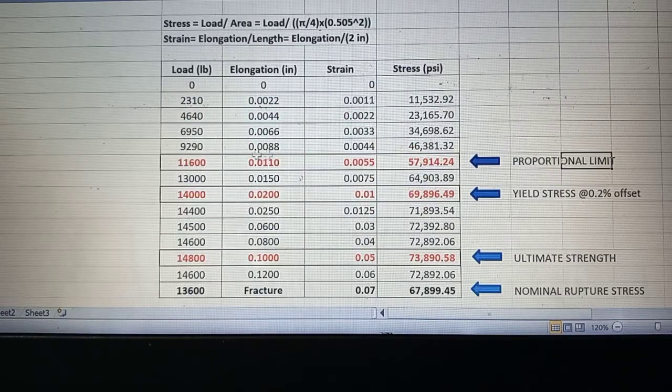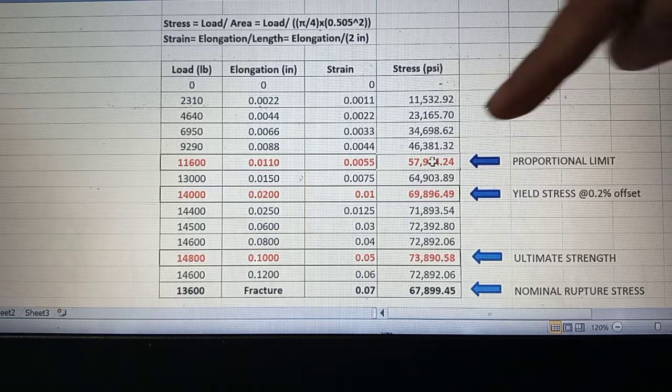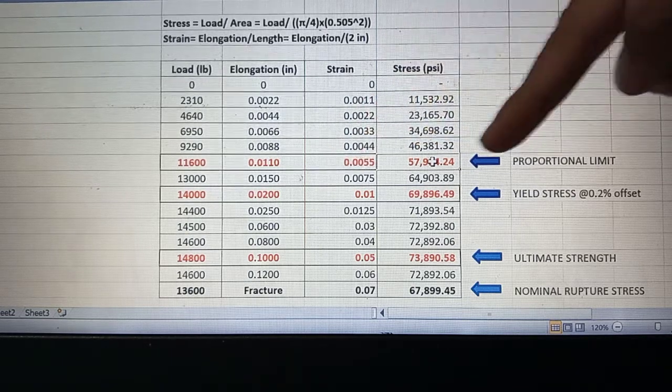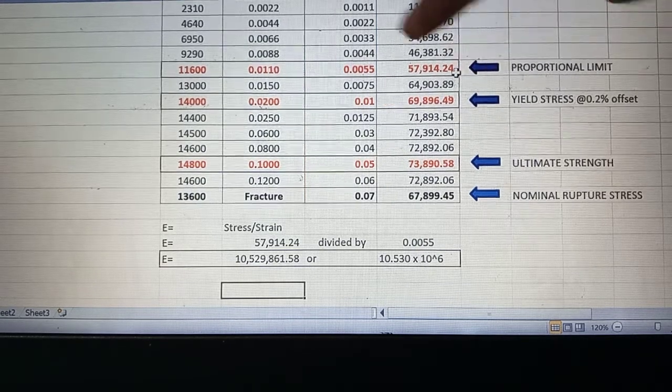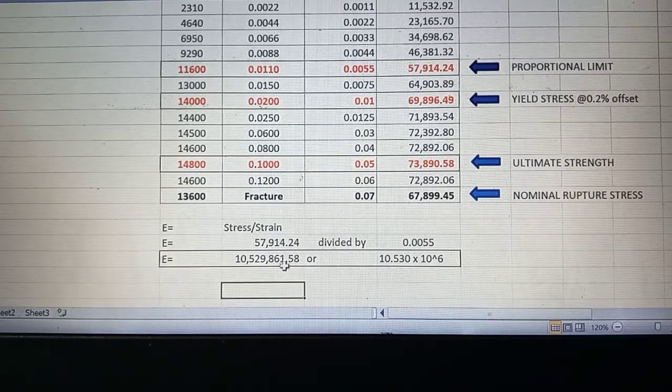So here we go. We know the proportional limit is here. It has a stress of 57,914.24 psi, and what you need to do is divide the stress by the strain at that portion, and approximately we can compute the strain. So the E is the stress over the strain along the proportional limit. Here's the value of stress and strain. You just divide it.